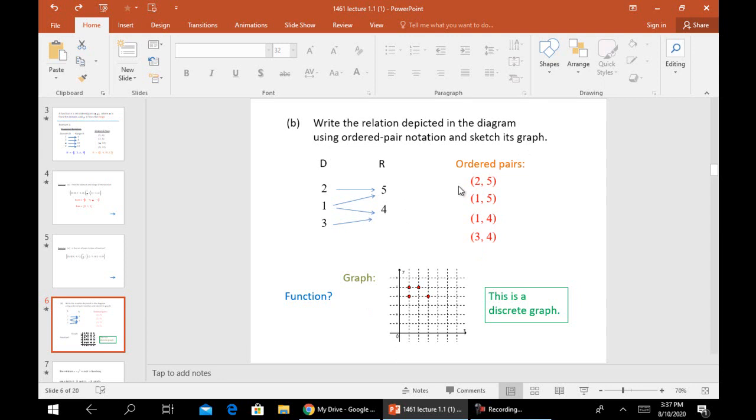Well, I shouldn't say that, is it a function actually? It's not actually a function, because the domain element 1 is assigned two distinct elements. So since 1 is assigned to two distinct elements, 4 and 5, this is not a function.